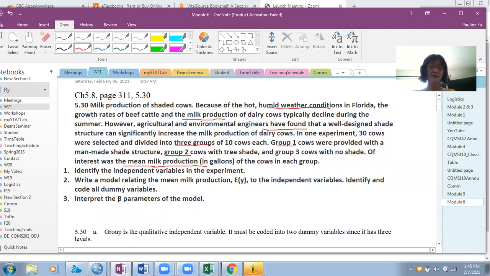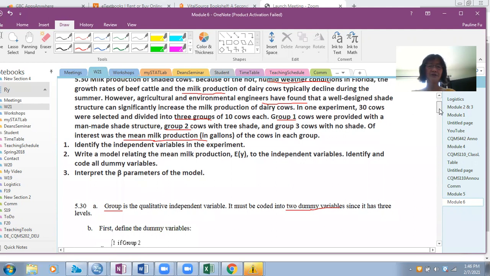what is the independent variables? So in this situation, group is the qualitative independent variable. And this group has 3 levels, group 1, group 2, and group 3. When you have a qualitative variable with 3 levels, you need to use 2 dummy variables to represent the 3 levels. So that is question 1. And question 2, write the model relating the mean milk production EY to the independent variables.